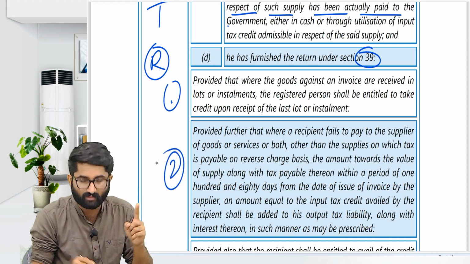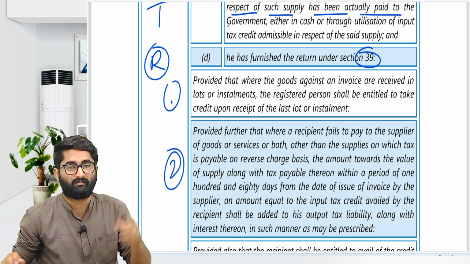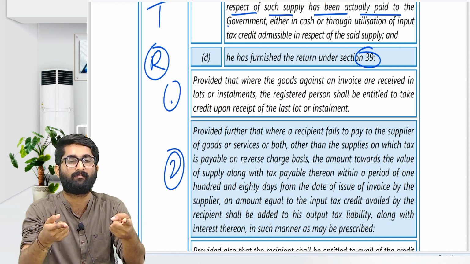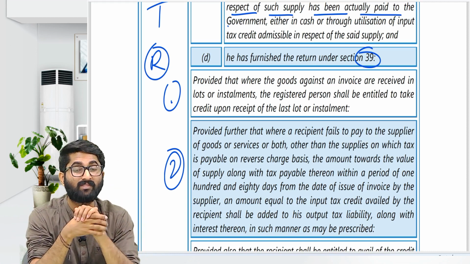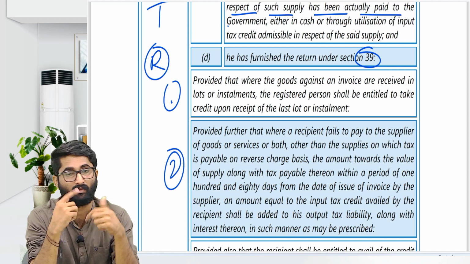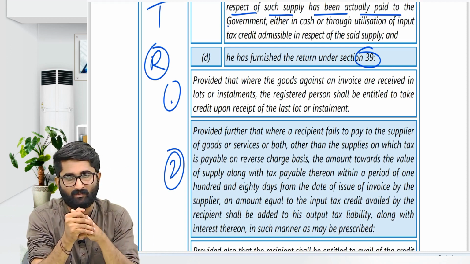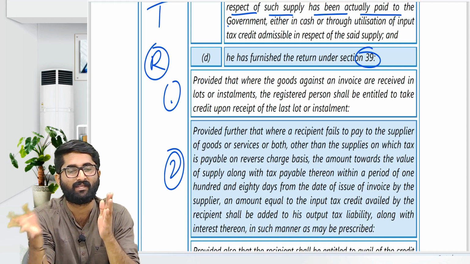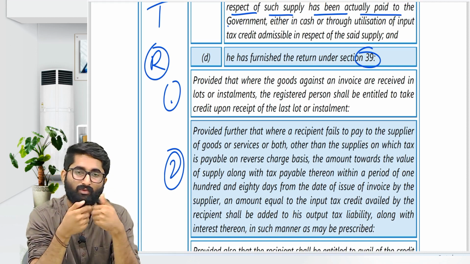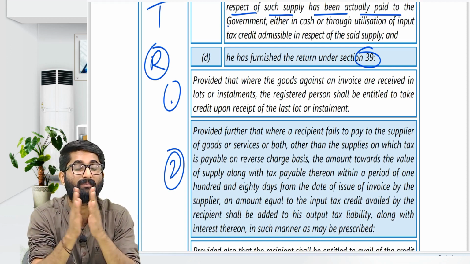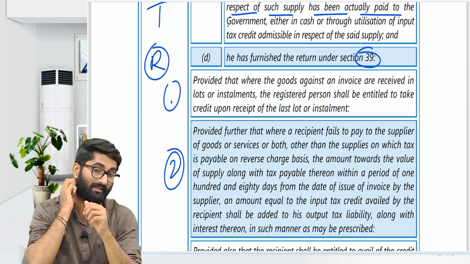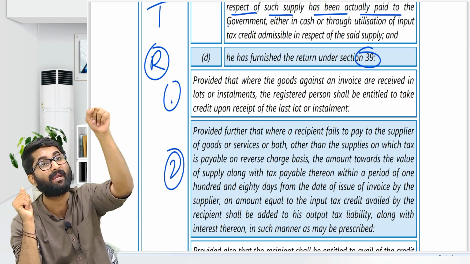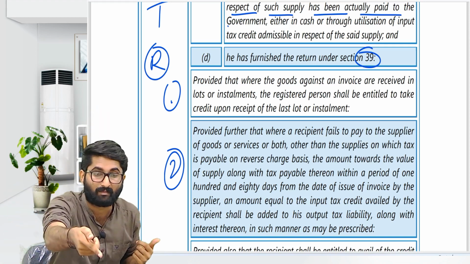Proviso number 2, remember the 180 days rule. That means if I have purchased some goods, then I have to pay him within 180 days from the date of invoice. Otherwise, after 180 days, whenever I file the next return in 3B, I have to return the money. Why? Because the government is protecting the supplier. Time of supply has happened, he has to pay it to the government. He paid to the government, but I did not pay it to that person.